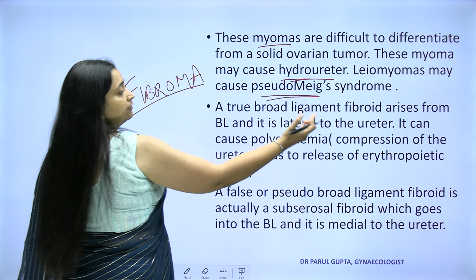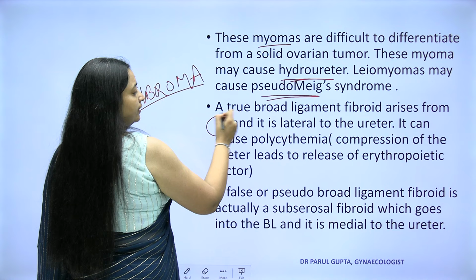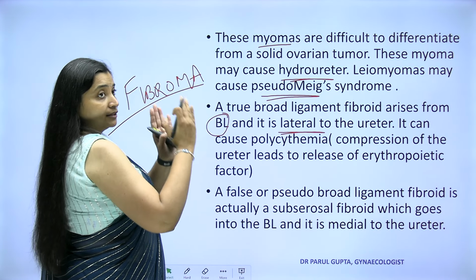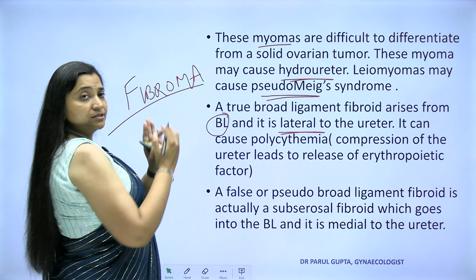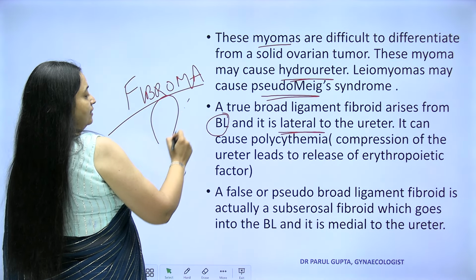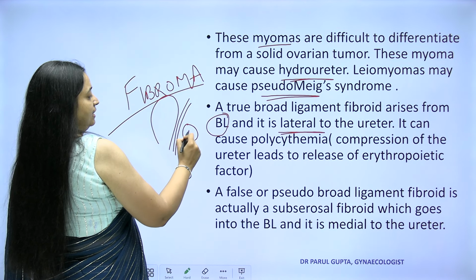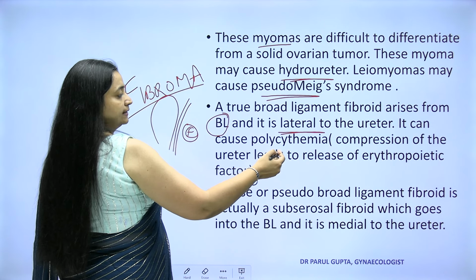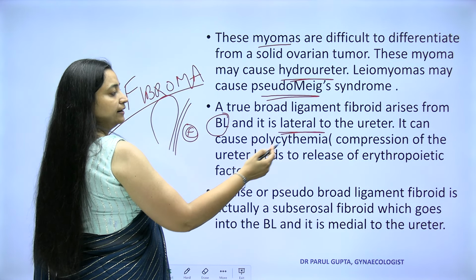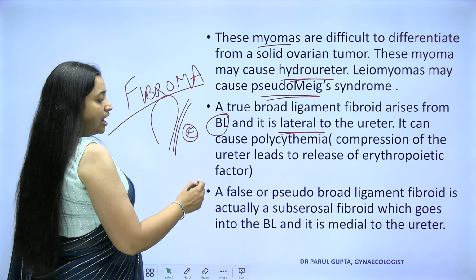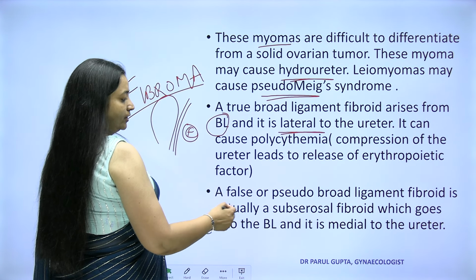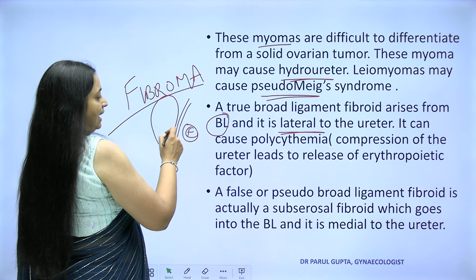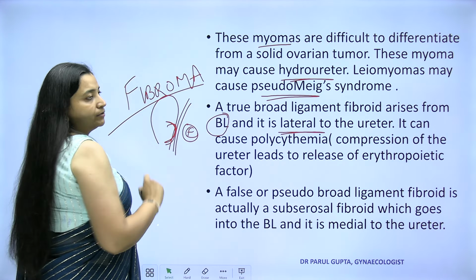A true broad ligament fibroid arises from the broad ligament and it is lateral to the ureter. That means the fibroid is lateral to the ureter and the ureter is medial. I draw this diagram. This is the ureter. The fibroid arises laterally to the ureter. It can cause polycythemia because of the compression of the ureter and release of erythropoietic factor. A false or pseudo broad ligament fibroid is actually a subserosal fibroid which goes into the broad ligament and it is medial to the ureter, right?